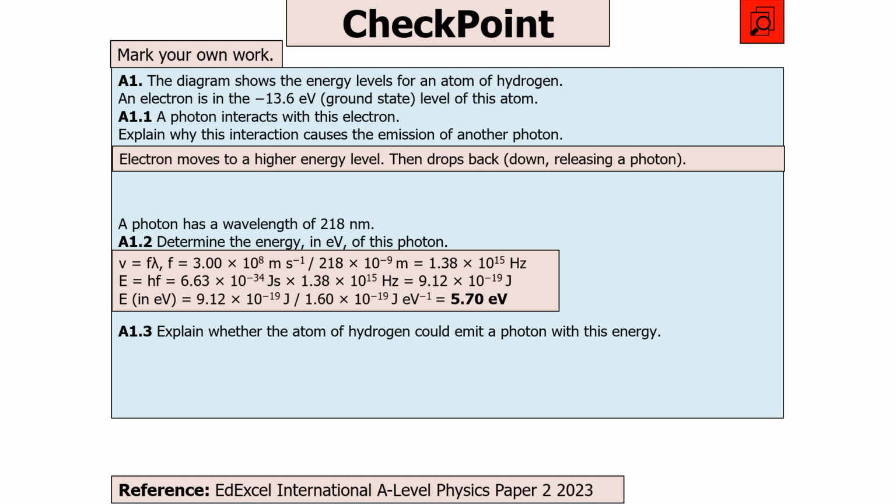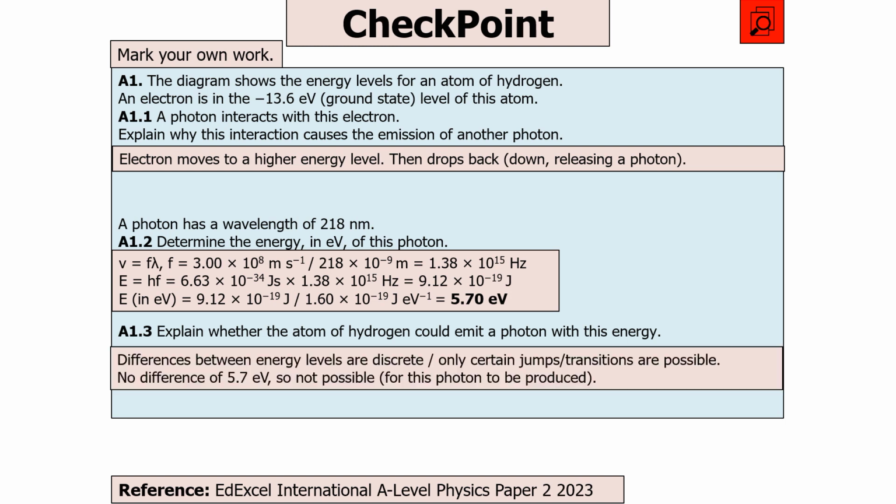Now, could the atom of hydrogen emit a photon with this energy? Well, there's no difference of 5.7 eV in those energy level diagrams of hydrogen, so it's not possible for this photon to be emitted.